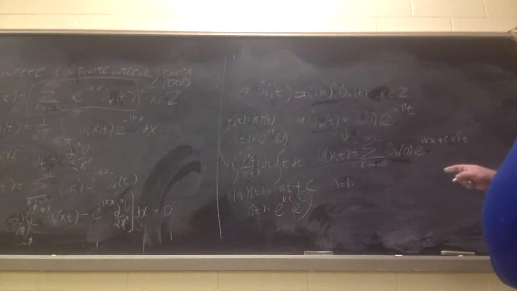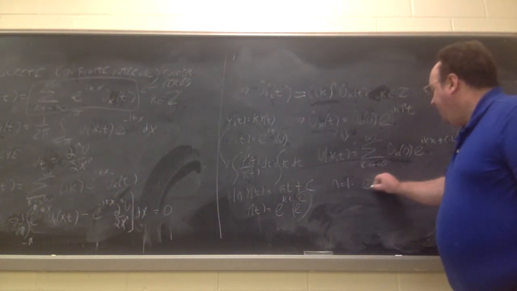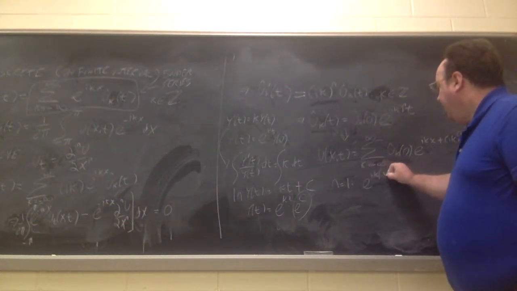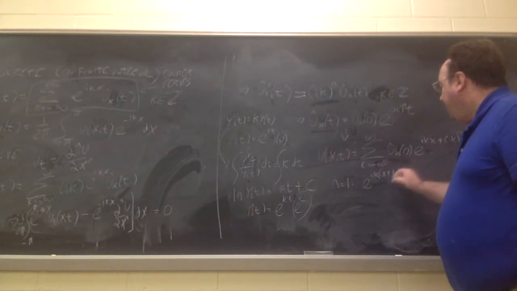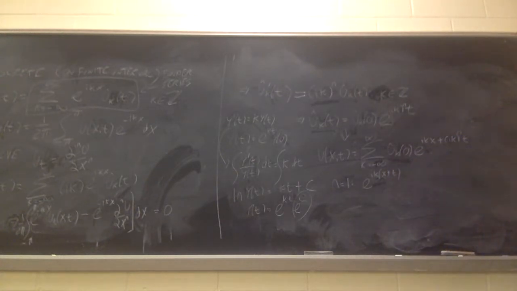So I'm going to break down certain cases with different values of n. For n equals 1, what we have is e to the i k (x plus t). And the goal is to relate this to e to the i k x, because that's what you have in the initial data.